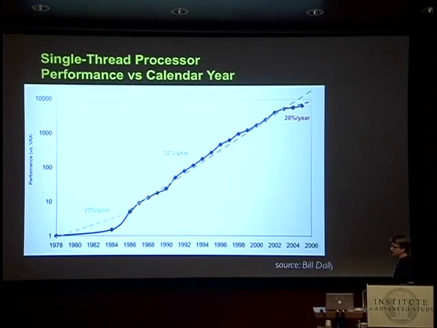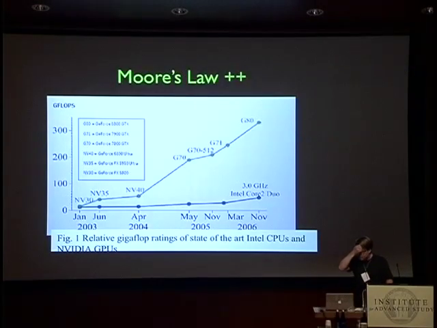So this is a plot, again, which shows, in particular, looking at single-thread processors, that's the kind we all have come to know and love, performance versus calendar year, and the 52% curve is on here. And around the early 2000s, it rolled over and turned into the 20% a year number. So there's reasons for this.